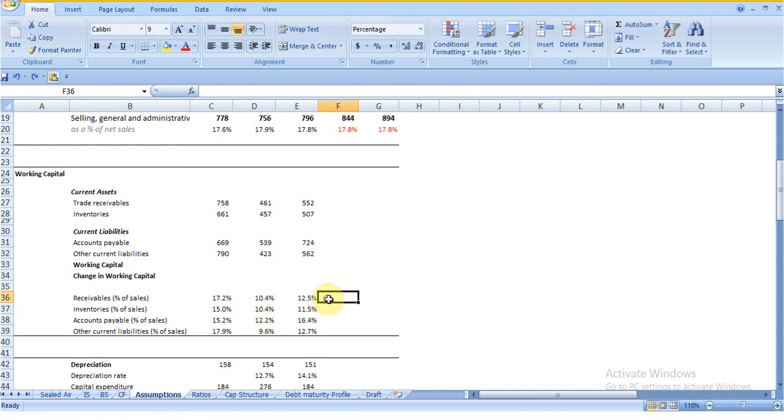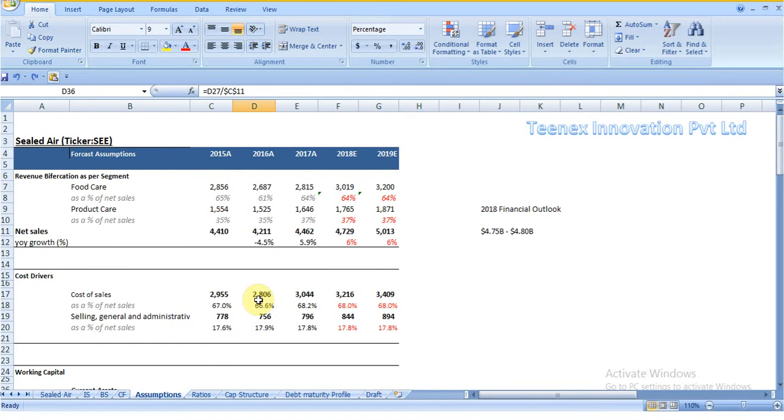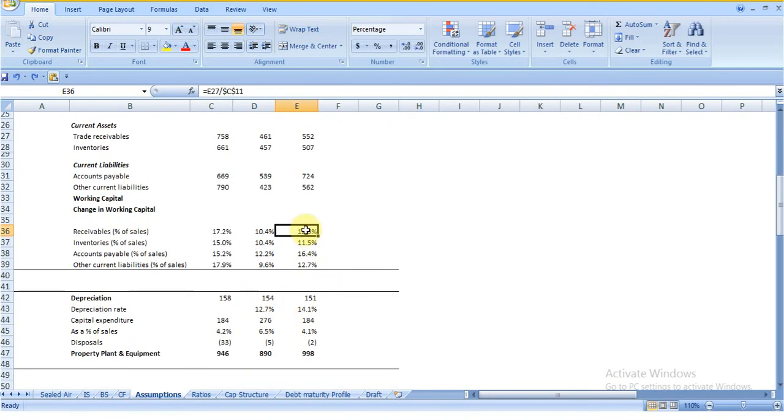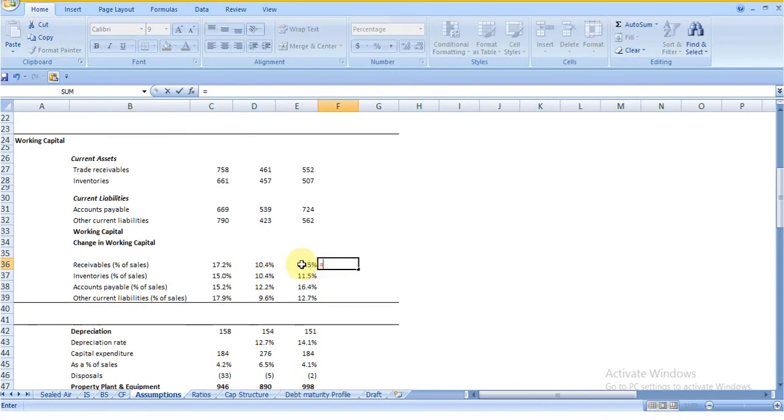Now, if we see receivables as a percentage of sales, it is in a declining trend. It declined in 2016 and after that increased slightly. So, being on the conservative side, I can assume that it will remain constant as last year. Similarly, inventories is also range bound, moving between 10 to 15%. Accounts payable is also moving from 12 to 16%, and other current liabilities also. So I can assume that it remains the same as last year.